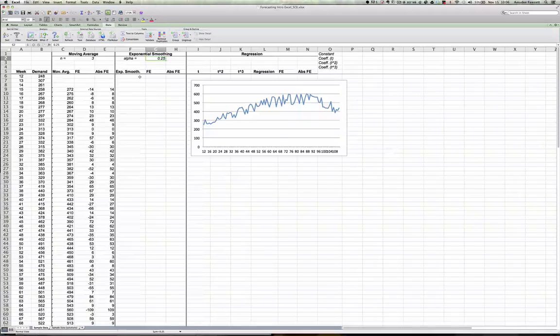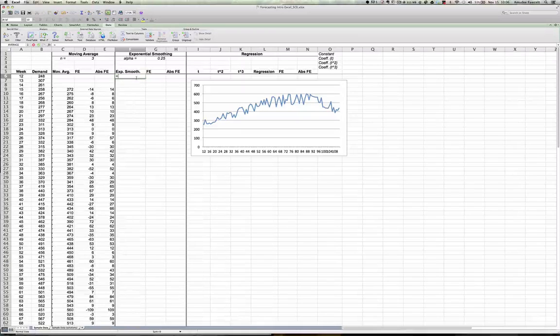So again, you see how this is an exponential method in that I apply exponentially declining weights to my forecast calculation. It sounds complicated, but the good news is that it's actually quite easy in terms of the implementation. Now, before we can go ahead and calculate these forecasts, we need to seed our forecast.